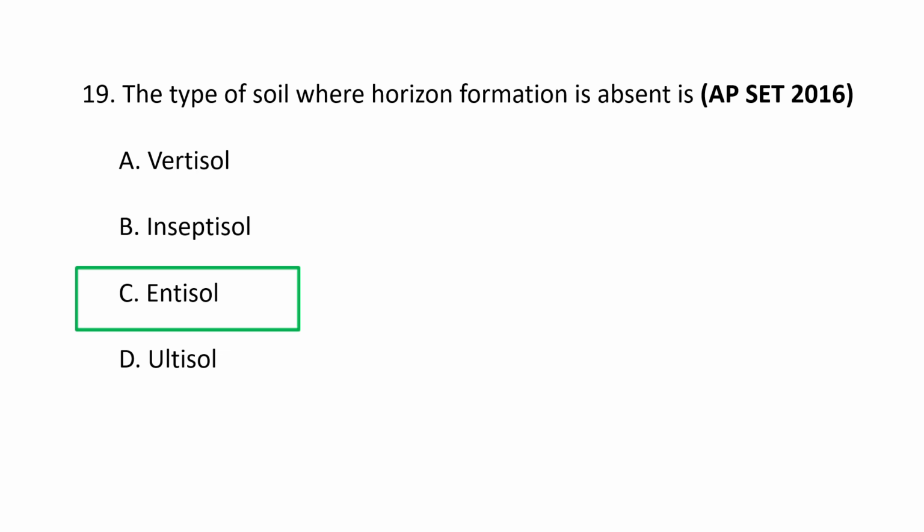Entisol. The type of soil where horizon formation is absent or poorly developed is called entisols. These soils are young, immature, or recently formed, and they have not undergone significant soil forming processes to develop distinct layers or horizons. So the type of soil where horizon formation is absent is entisol. C is the correct option.